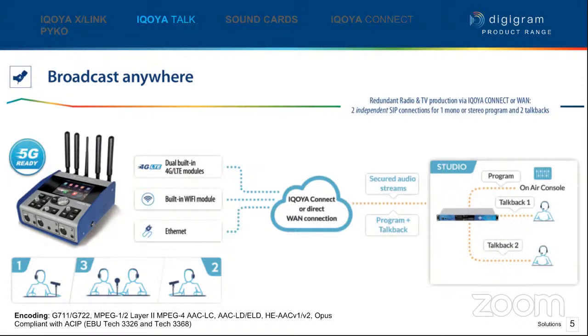Again, no gotchas. You have the 4G connections. You can bond the cellular. You can set up the cellular to be primary and secondary. You have Wi-Fi, and you have dual Ethernet ports. So again, you can do redundant streaming from the Ethernet ports. You can do redundant streaming from one Ethernet on the primary and the 4G on the backup. So you have a lot of flexibility with the Akoya Talk.